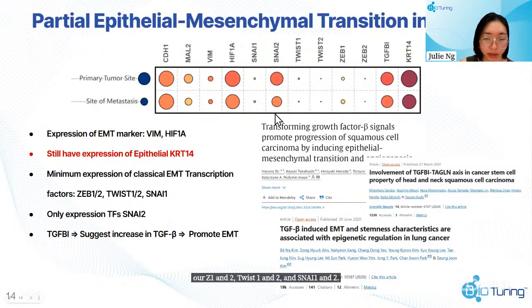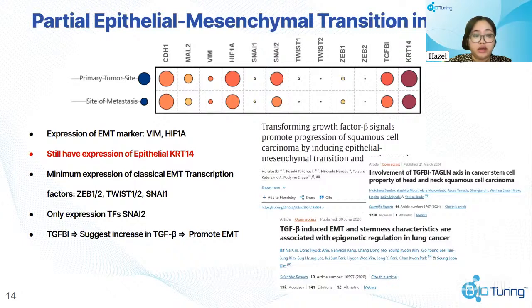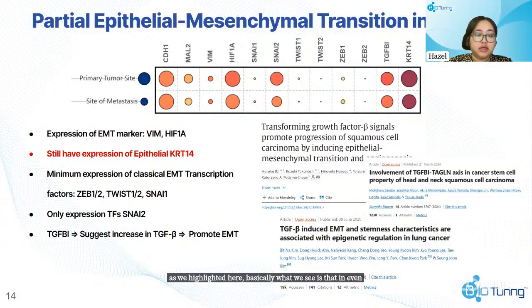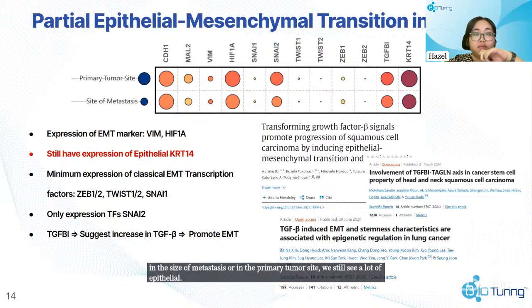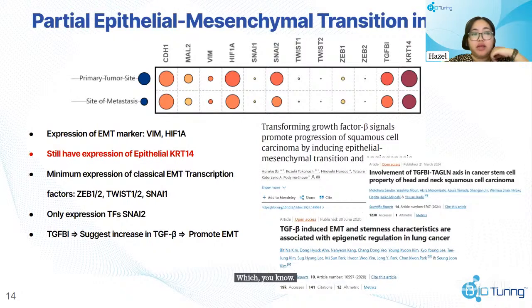Okay. And then also, building off of that, we also see high expression of TGFBI, which suggests an increase in TGF-beta, which promotes EMT as well. As we highlighted here, basically what we see is that even in the site of metastasis or in the primary tumor site, we still see a lot of epithelial cells, which explains the name partial epithelial mesenchymal transition.